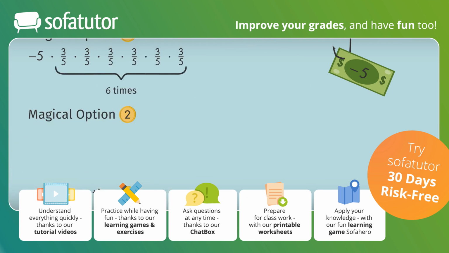How would you rewrite that using exponential notation? Well, 3/5 is our base, since that is the number we are multiplying over and over, which makes 6 our exponent, since that's the number of times we're multiplying. And we multiply all of that by -5.